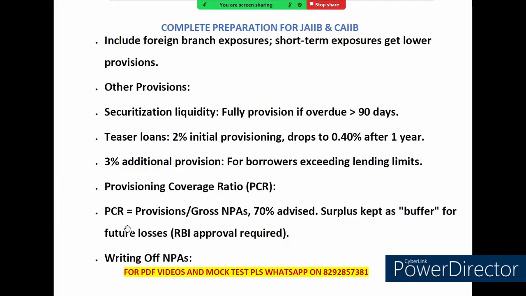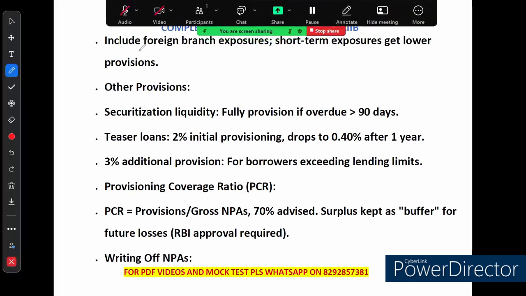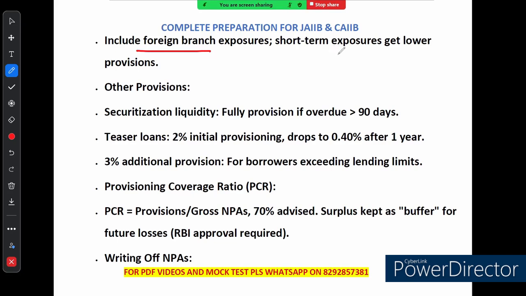Okay. Now let's wrap up with a few more banking provisions for loans at foreign branches. You can see, for loans at foreign branches, banks need to make provision, but short term loans get lower provision compared to longer ones.